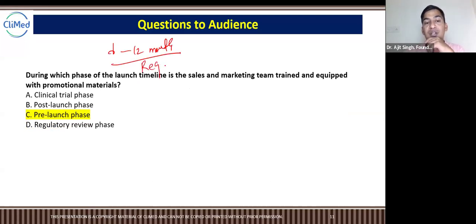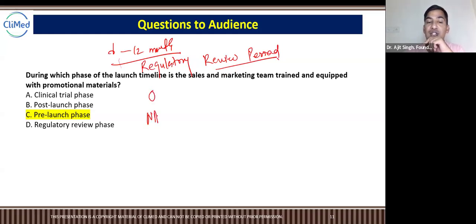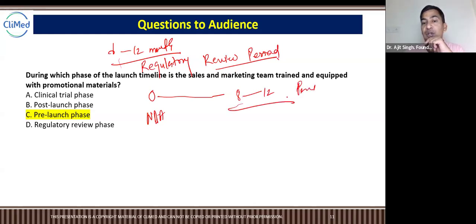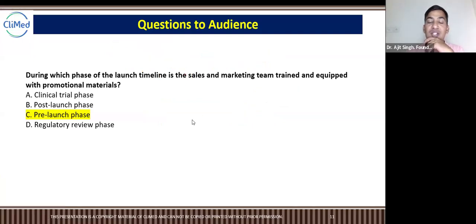This is a regulatory review period. What does regulatory review period mean? Once we have submitted the NDA at 0 month, this is the review period, and from 8 or 9 months to 12 months, this will be a pre-launch period, because they know that before 12 months they will get it. Usually they start at the 6 month, anytime between 6 to 12 months they can get the approval. So between approval and launch, this is the pre-launch period, and in that they plan the entire sales and marketing part. They usually start immediately after submission.